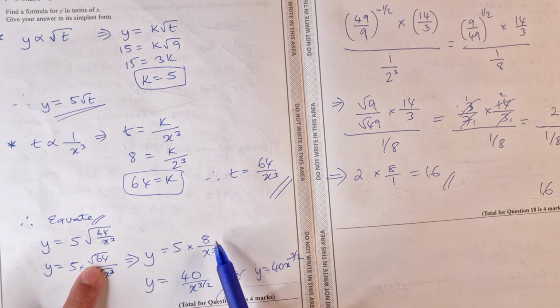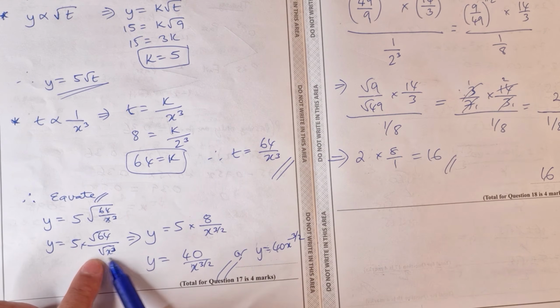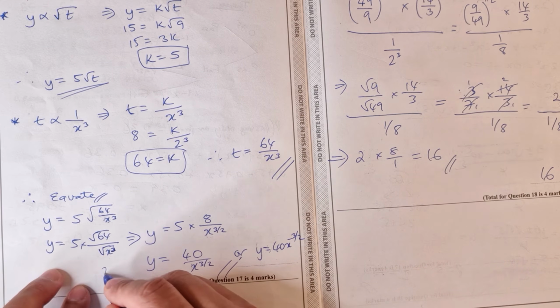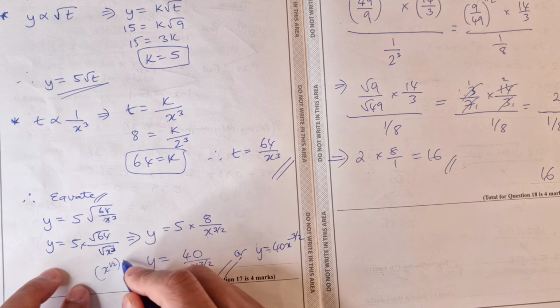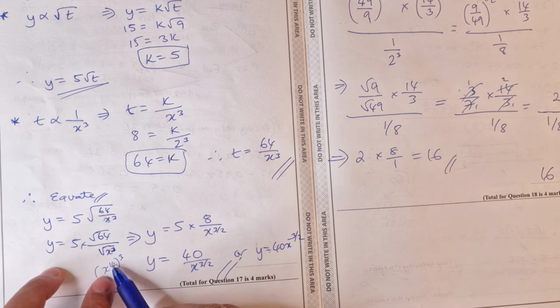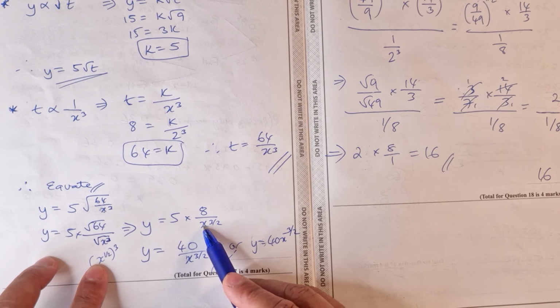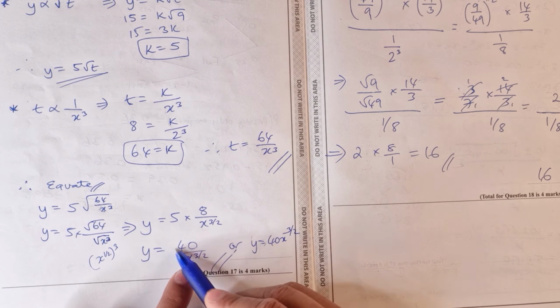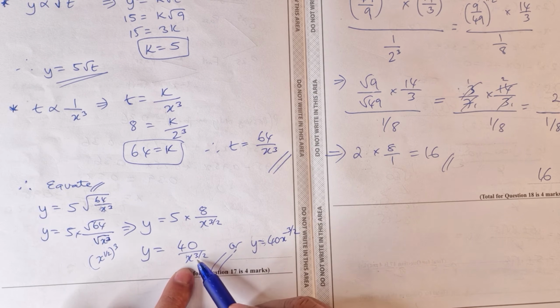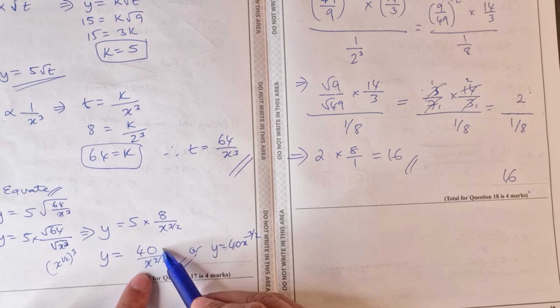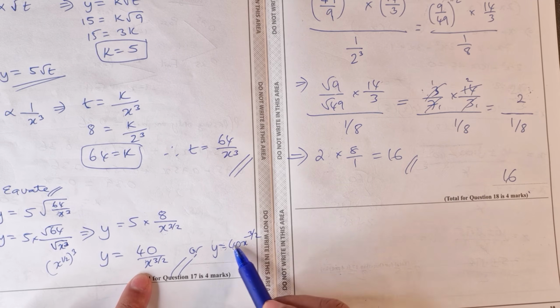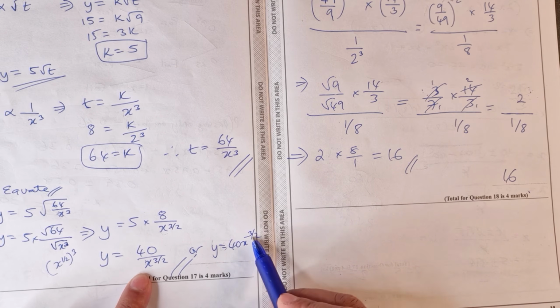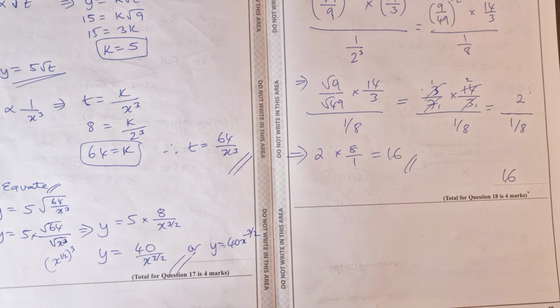The square root of 64 is 8. And this one here, I could write it as, remember, root of x is the same as writing x to the power of a half, but we've also got a 3 that's on the outside. So you multiply those powers together, so you get 3 over 2. So we'll have x to the power of 3 over 2. Now, I've got 5 times 8 on the top, so I've got 40, and 40 over x to the power of 3 over 2. We can also take this up here with a negative in our power. So y is equal to 40x to the power of minus 3 over 2. But either of those answers are good.